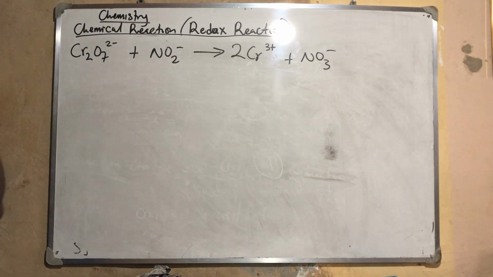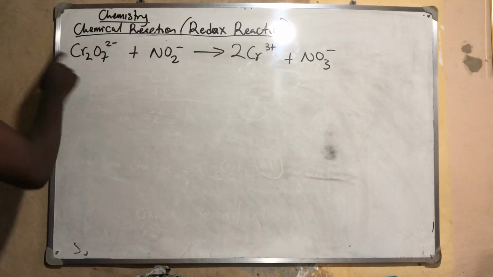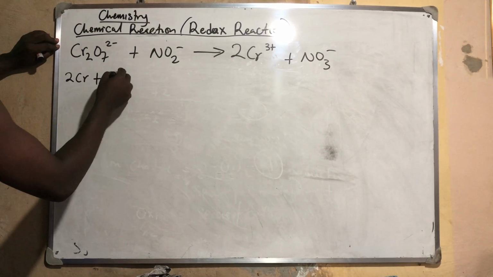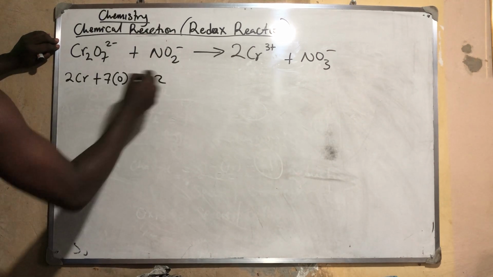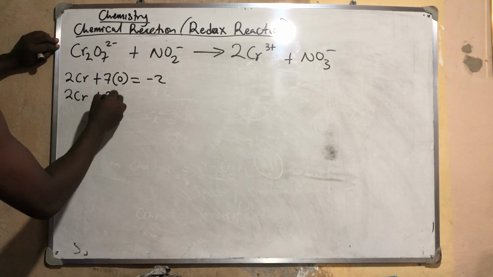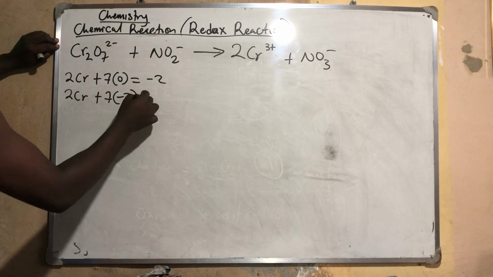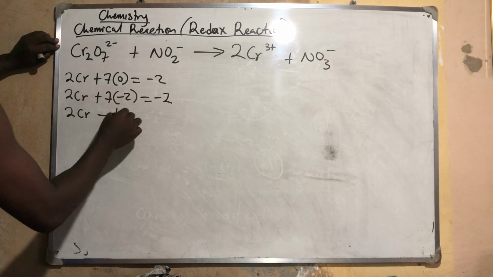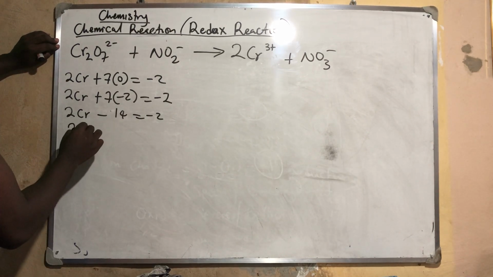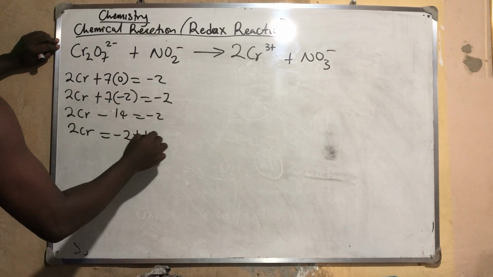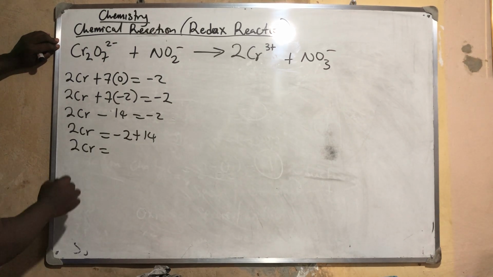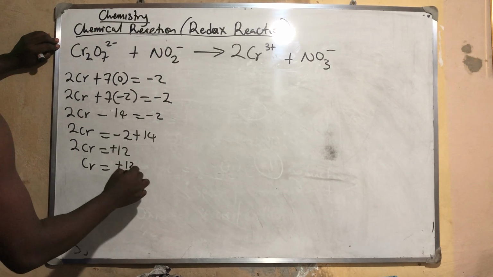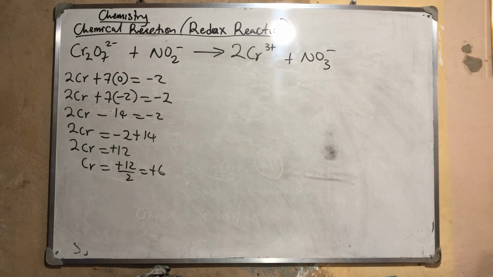First of all, we need to know the oxidation number of Cr. Let us calculate it. We have 2Cr plus 7 oxygen, giving us the charge minus 2. So 2Cr plus 7 times minus 2 is equal to minus 2. So 2Cr minus 14 is equal to minus 2. So 2Cr is equal to minus 2 plus 14. So 2Cr is 12. So Cr is what? Plus 12 divided by 2, which is plus 6.